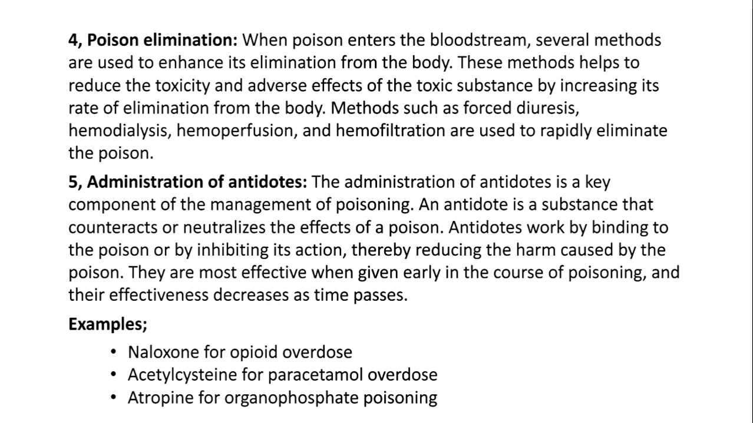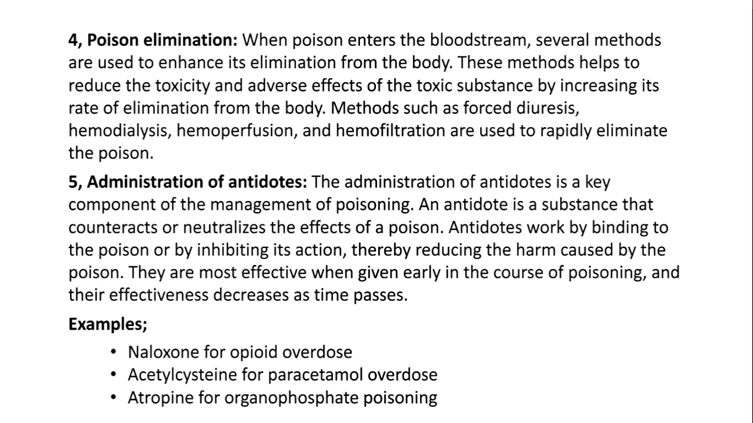Poison elimination. When poison enters the bloodstream, several methods are used to enhance its elimination from the body. These methods help to reduce the toxicity and adverse effects of the toxic substance by increasing its rate of elimination from the body. Methods such as forced diuresis, hemodialysis, hemoperfusion, and hemofiltration are used to rapidly eliminate the poison.